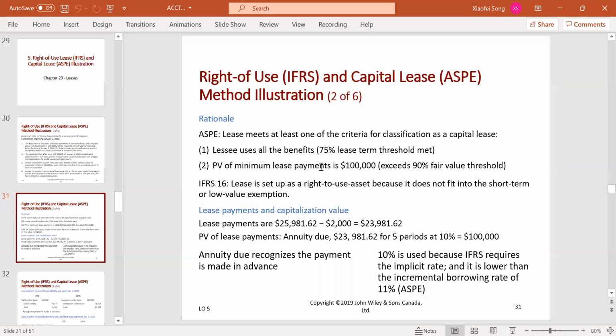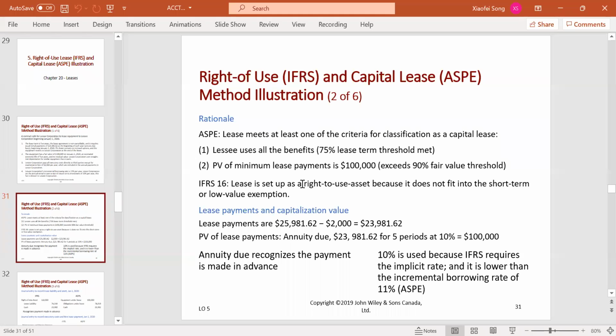The present value of the minimum lease payments is 100,000. If you discount the 23,982 payment at 10% over 5 years, you get 100,000. You can verify this, but your calculation would confirm that it exceeds 90%. We don't need both criteria; one is enough. And also, we didn't mention here that the property will go back to the lessor, but that doesn't matter.